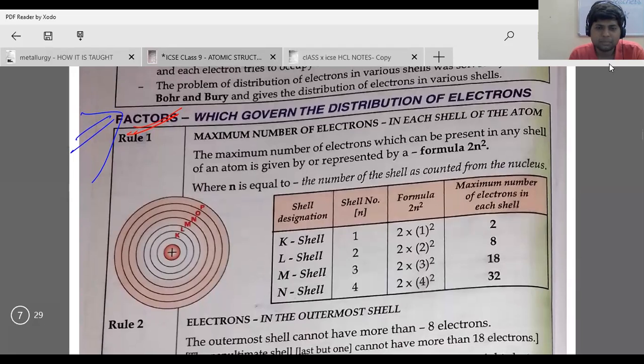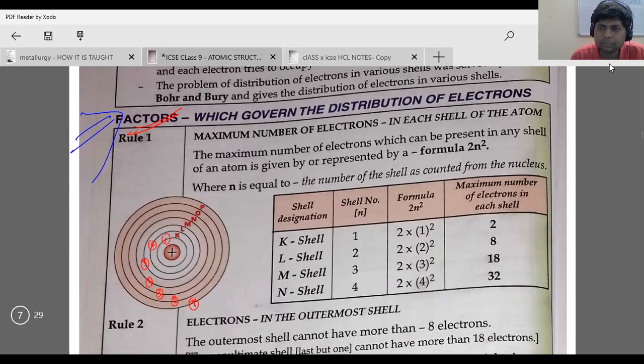So I will read this table. Shell designation means there is a certain notation by which you represent the shell numbers. So this is shell number 1, then shell number 2, shell number 3, shell number 4, shell number 5, shell number 6, shell number 7. So that is how, from inward to outward, the numbering goes on.